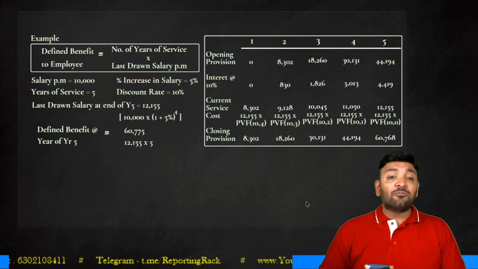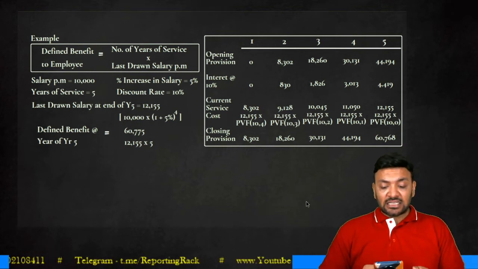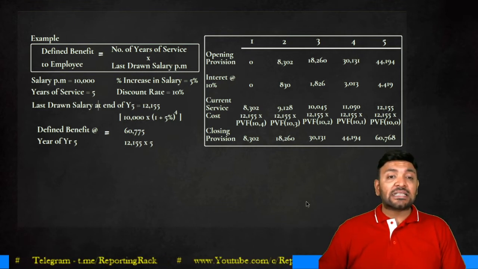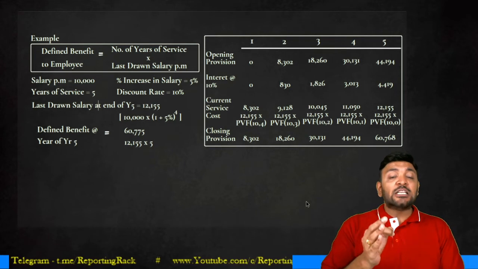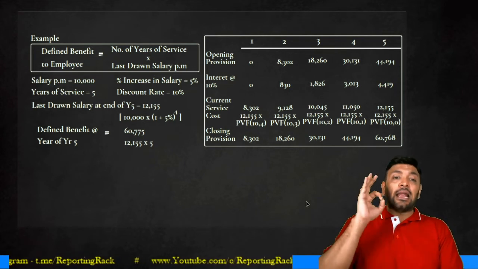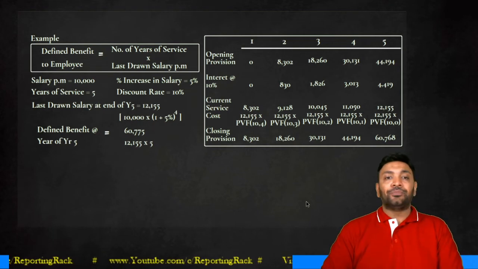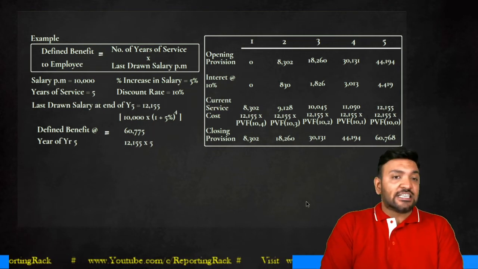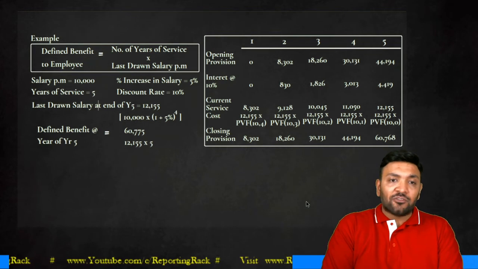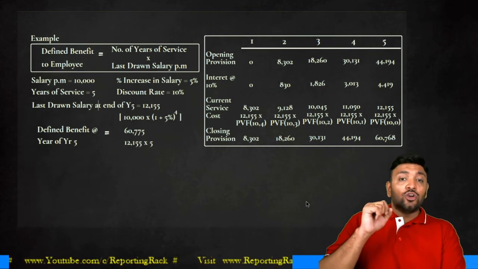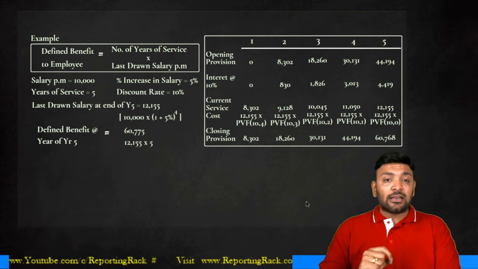Clear? How much of benefit is payable? Last drawn salary multiplied by 5. That means 60,775 rupees of benefit is payable to the employee at the end of 5th year. Clear? Now, at the end of 1st year, I'll first have to create a provision because I know that the obligation arises at the end of 5th year. So each year I have to create a provision.